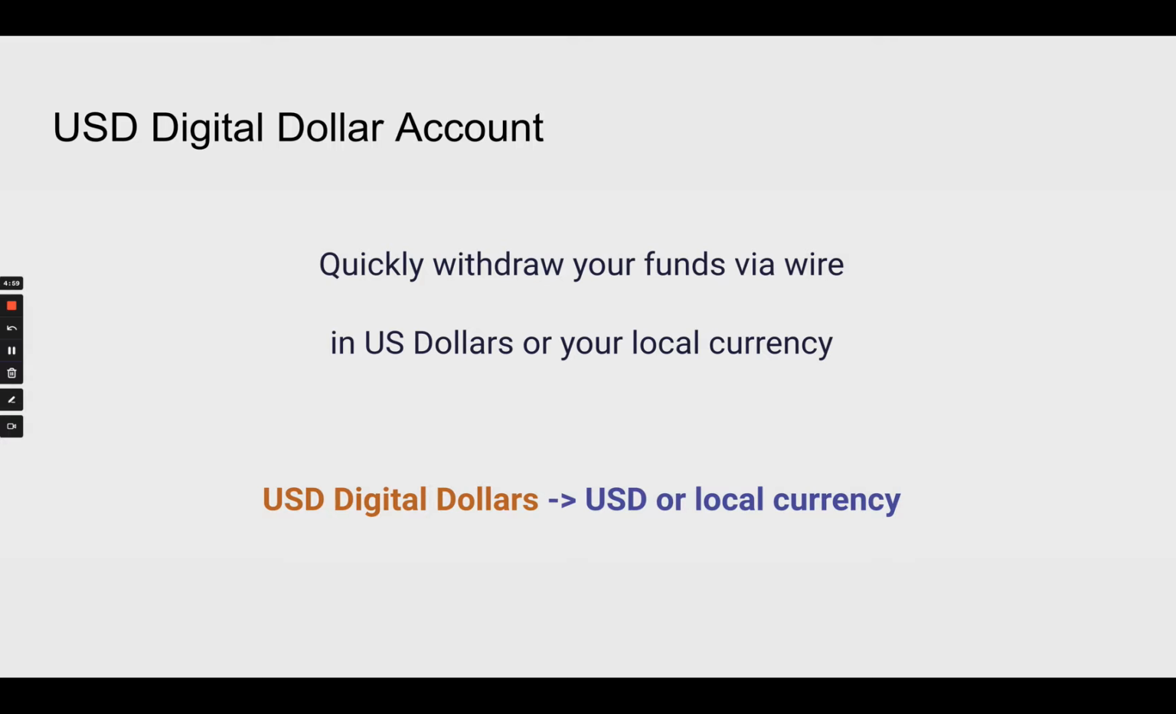The next benefit is that once you have a digital dollar account with funds, it's very quick to withdraw your funds via wire to your local currency. We support many countries except the prohibited countries by the US, and we support sending wire to those countries. Click on the help links below to find out how you can add your bank account to receive or withdraw funds via your wire.